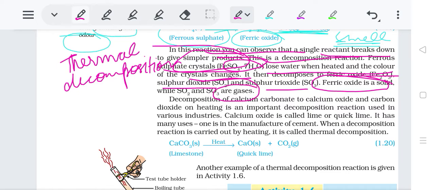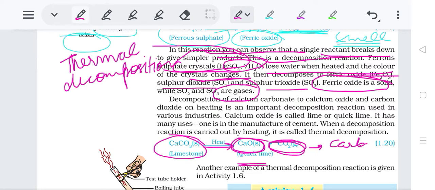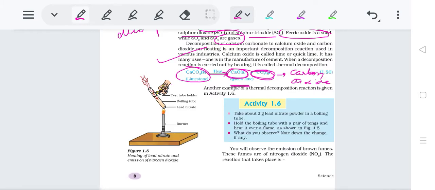Now we prepared calcium carbonate, right? Now we'll decompose it. When you give it heat, what will you get? You will get nothing else but quicklime and carbon dioxide. And this is your reaction, which is explaining this. When a decomposition reaction is carried out by heating, it is a thermal decomposition reaction.